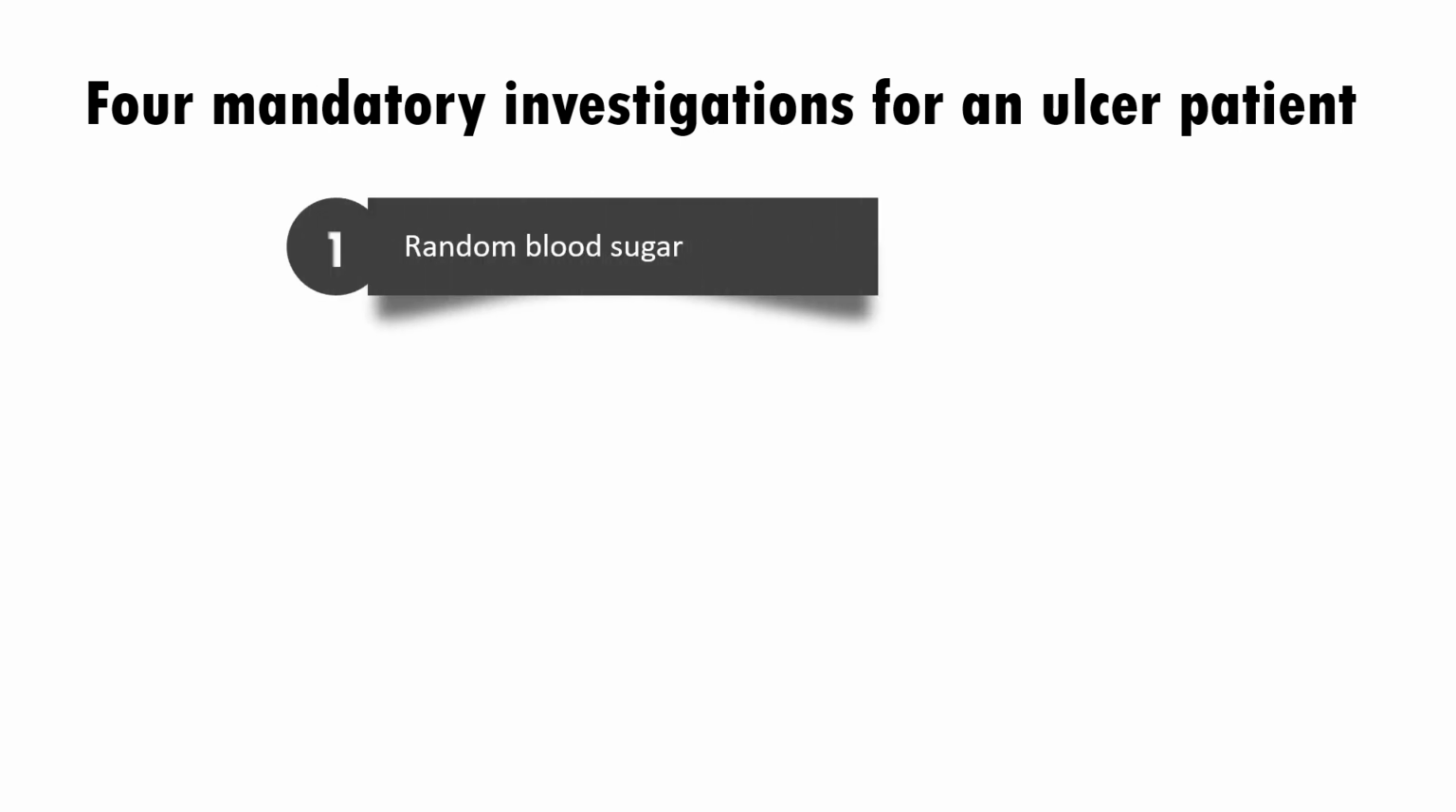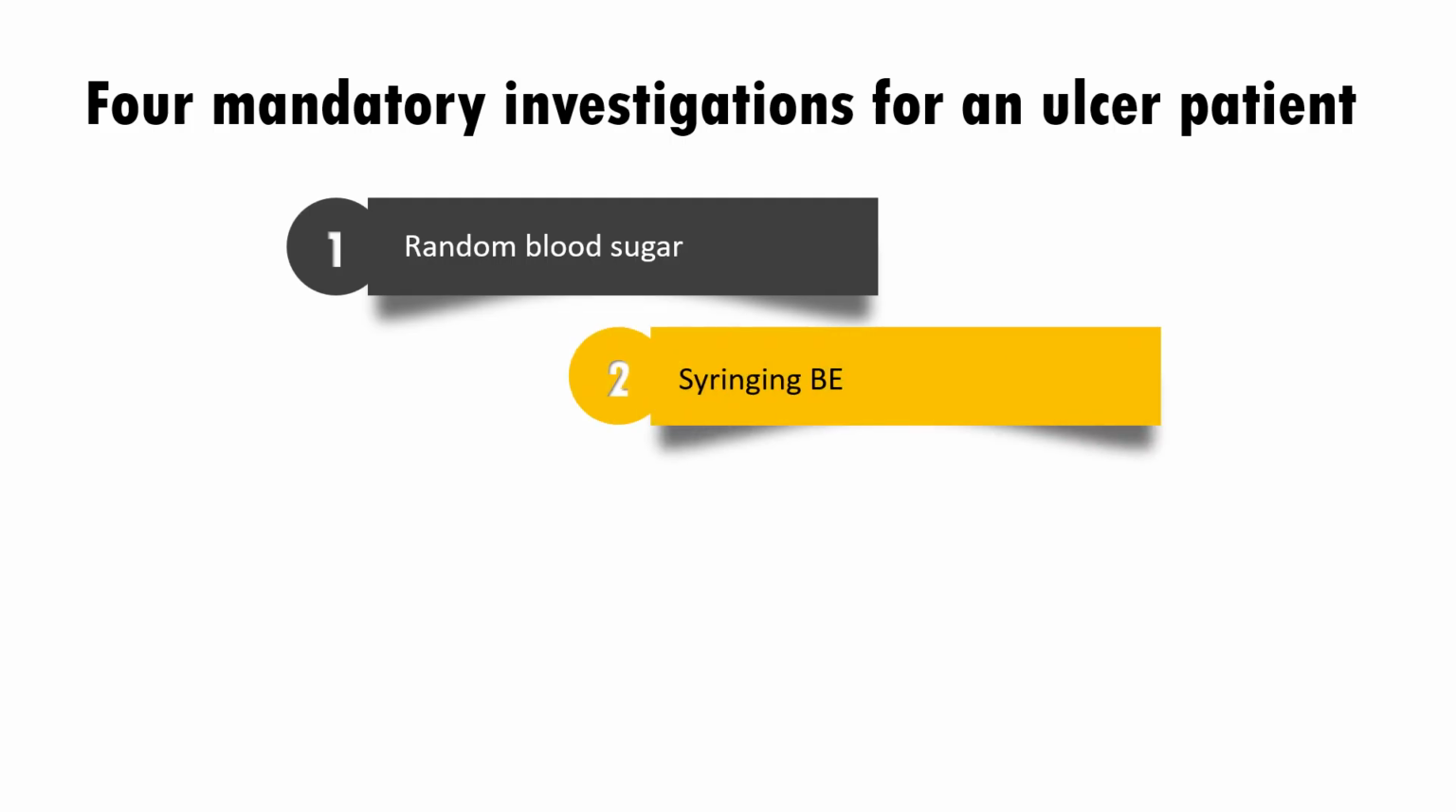What are the four mandatory investigations you have to do for any ulcer patient? Always get a random blood sugar because sometimes high blood sugars impede the healing. You know that everything is going on right, you are giving the patient the right kind of medication, the patient is also very compliant, but still the ulcer is not healing. The culprit may be the high blood sugar.